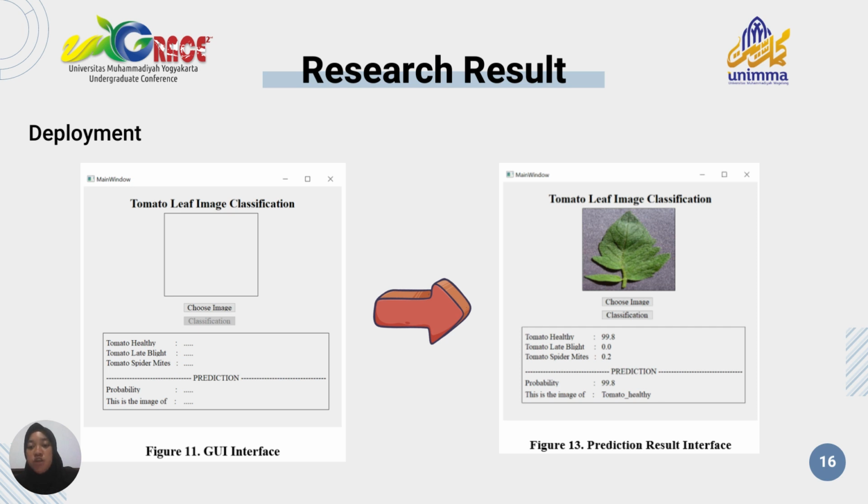There is a description of the percentages of the three detected leaf labels. The percentage of tomato healthy shows a greater value than tomato leaf mold and tomato spider mite, so the leaf image is identified as a healthy leaf.